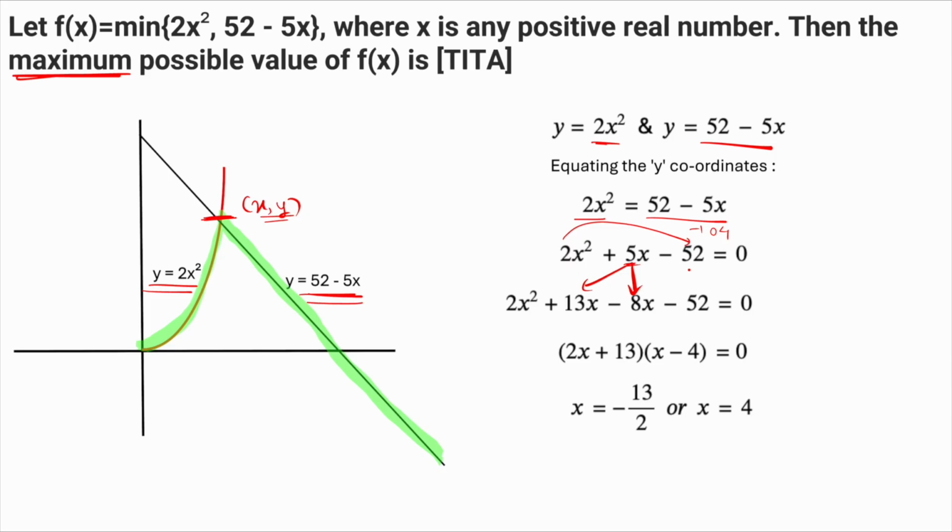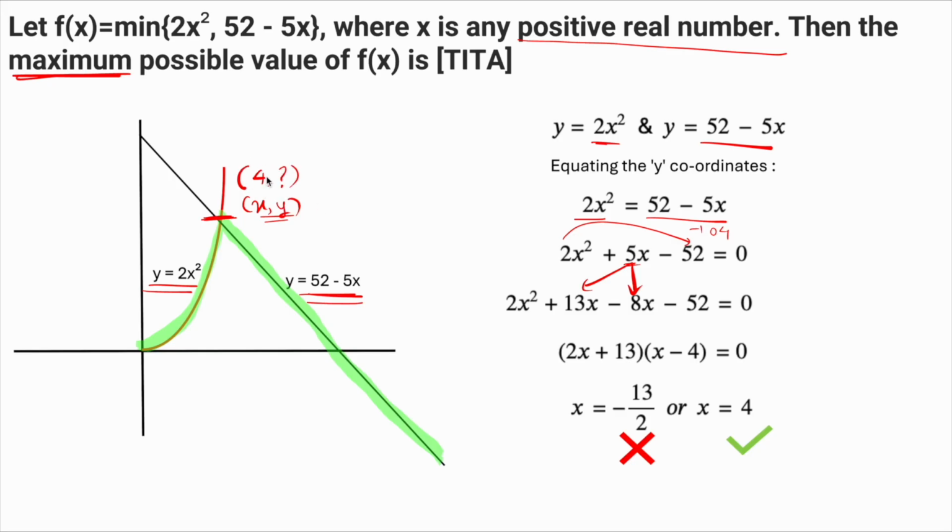But −13/2 is −6.5, a negative number. The question says x is a positive real number in this case. So we ignore −13/2, and we only want one value of x here, that is x equals 4. We have very simply found out the x coordinate of the point of intersection of these two graphs. Now we want to find out the y coordinate.